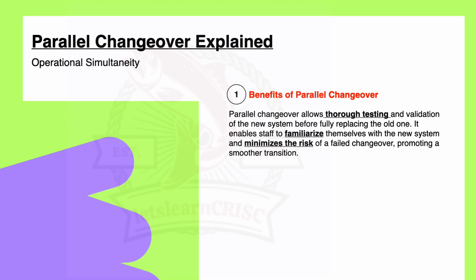The key words are thorough testing. Parallel changeover allows thorough testing. What does thorough testing mean? You get a chance to thoroughly test and validate the new system before completely replacing the old one, right? It also enables the staff to familiarize themselves with the new system and minimize the risk of a failed changeover, promoting a smooth transition.